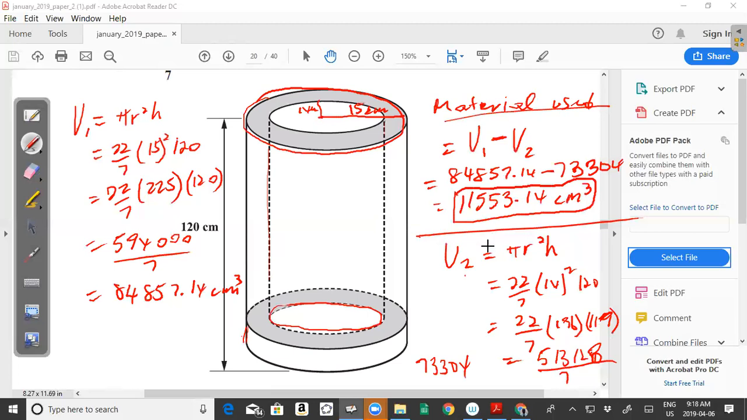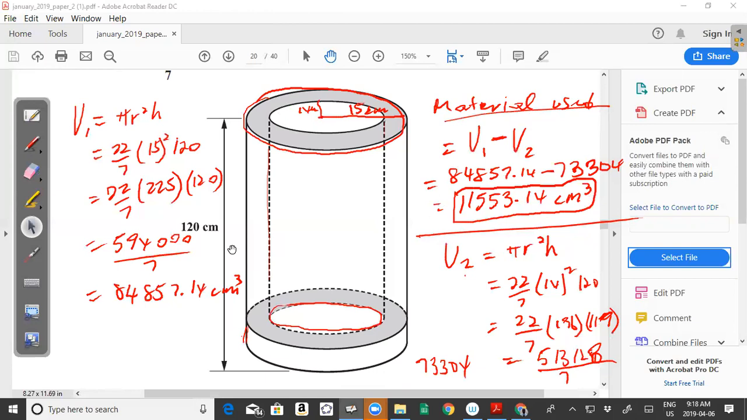So that's going to be the amount of material that is used to make this cylinder. It's pretty much the volume of the external cylinder, subtract the volume of the internal cylinder. And remember, the volume of the internal cylinder represents the capacity, meaning how much stuff you can put inside of that cylinder. That's what we mean by the capacity. And of course, the material used is for the entire cylindrical shape here.